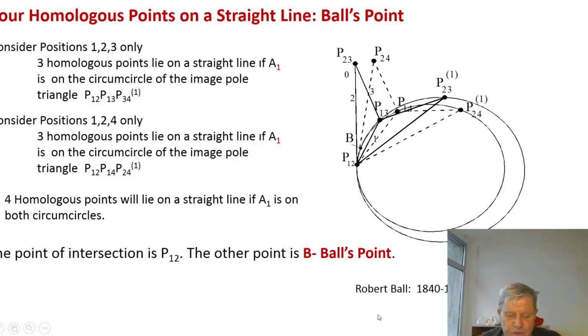The other point of intersection is what we are going to call Ball's point. Usually, students think that the word is from the word ball, but it is the name of a gentleman, Sir Robert Ball. He was a mathematician in the 1840s during the Industrial Revolution. He is very well known in spatial kinematics, screw theory. So it is to his honor we call it Ball's point B.